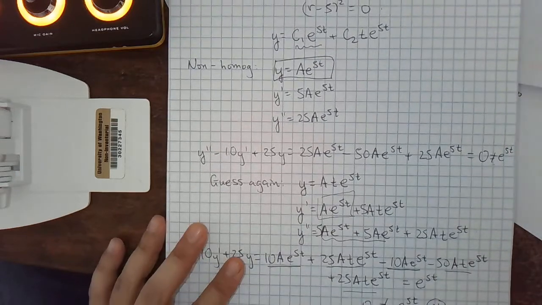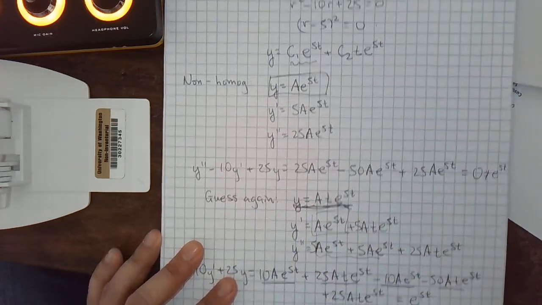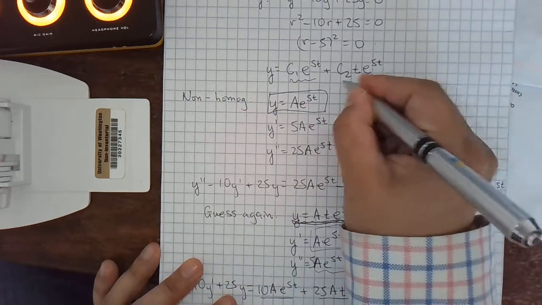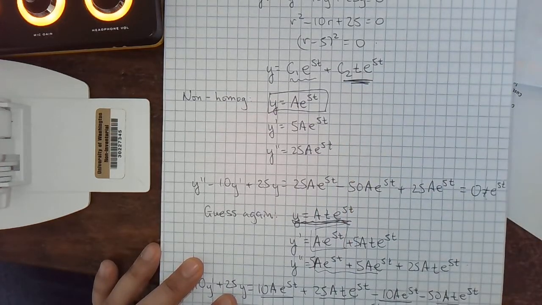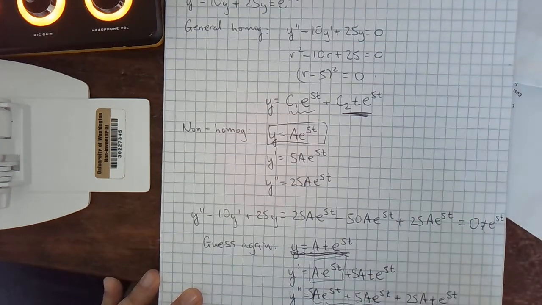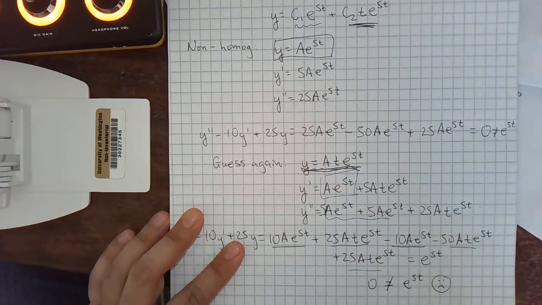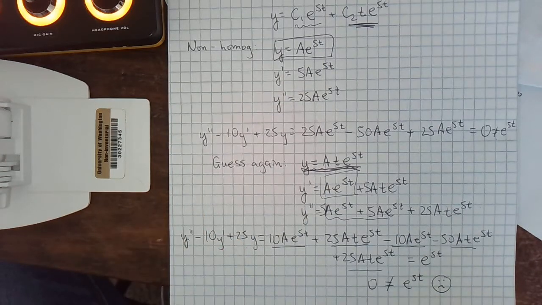And actually, in general, why this didn't work was this solution, e to the 5t, was still a solution to the homogeneous version of the differential equation. So of course, when we plugged it in, we got 0, because that's what it means to be a solution to the homogeneous differential equation. Okay, so let's keep going.